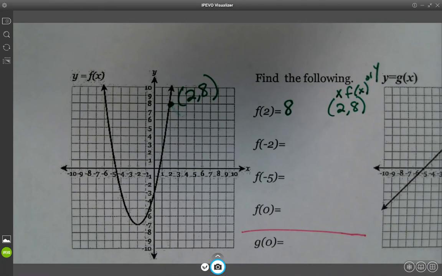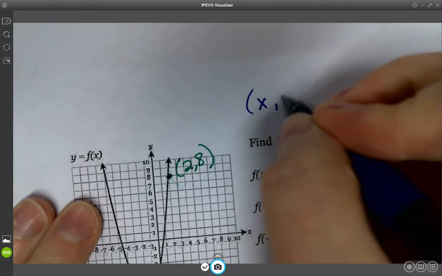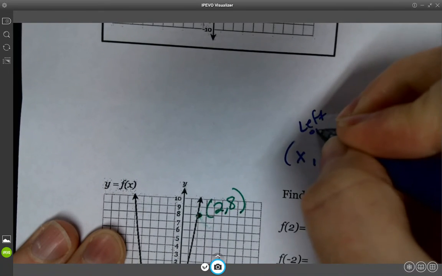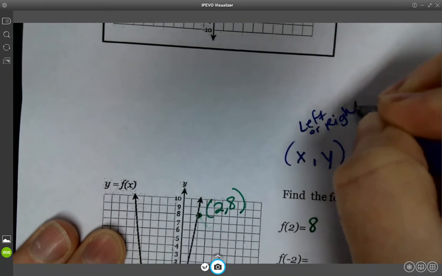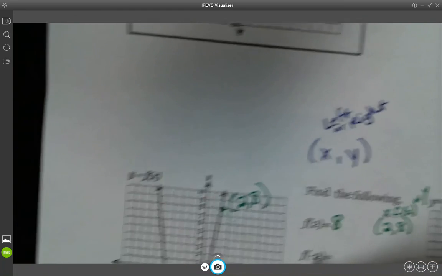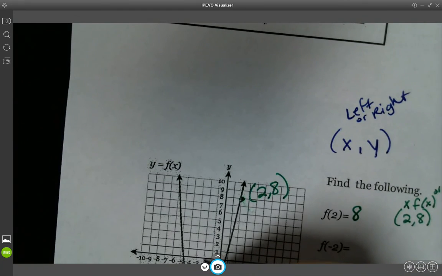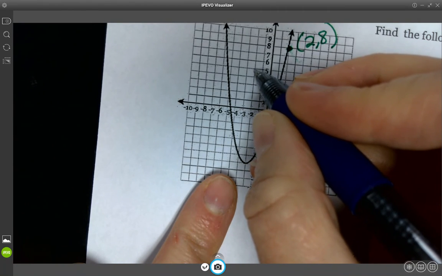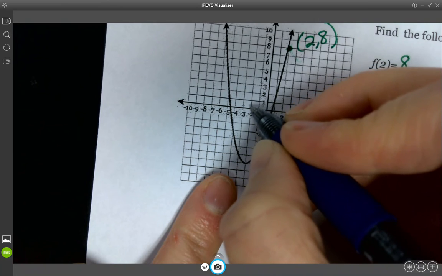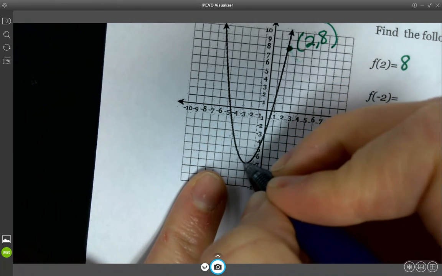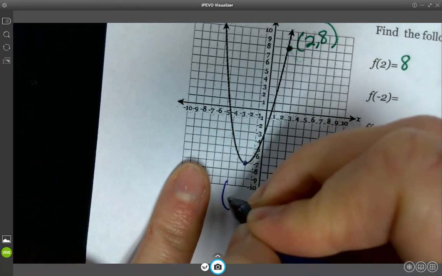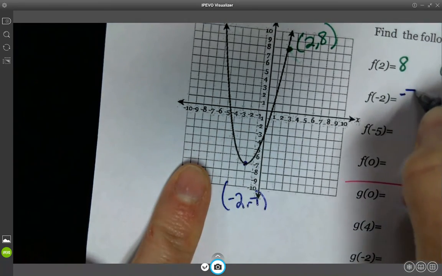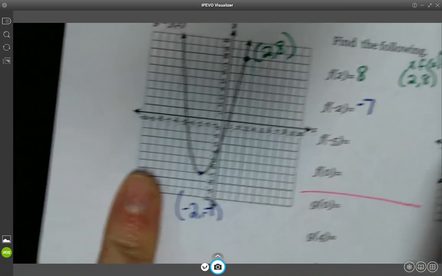So whenever you do this, remember your x values and your y values. X represents left or right. So whenever I say f of negative 2, that means I'm going left to negative 2, and then I want to find where my curve is. I can't go up because the curve or the line or function, whatever it is, is not there. So I have to go down. So it's right here at negative 7. So that point is at negative 2, negative 7. So that means my f function is negative 7.